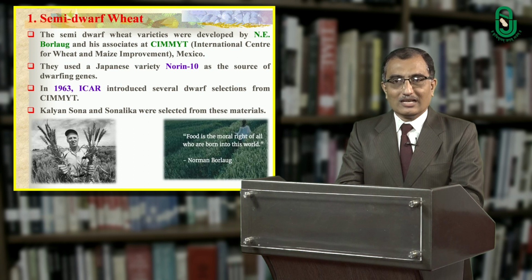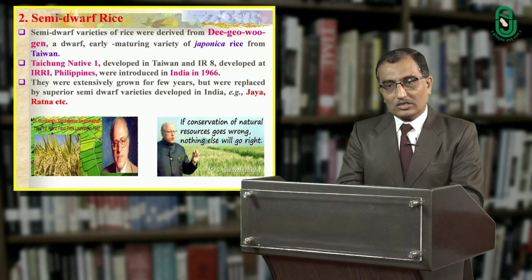In 1963, ICAR, with the help of Dr. M.S. Swaminathan, introduced several dwarf selections from CIMMYT: Sonora 64, Sonora 63, Lerma Rojo. From this material, our scientists developed Kalyan Sona and Sonalika as selections, and that led not only to sufficiency in food grains, but peace can be achieved in developing countries. As a result, Dr. M.S. Swaminathan is popularly known as the father of the Indian Green Revolution.